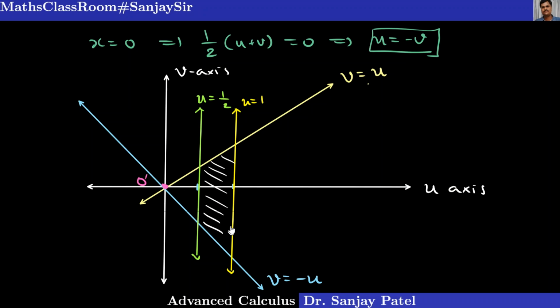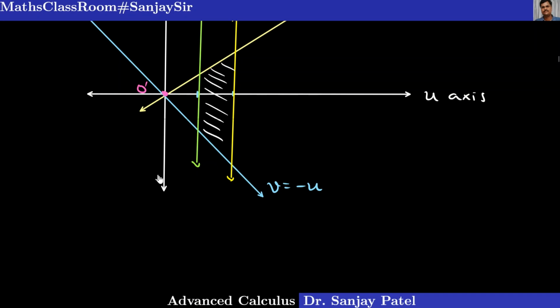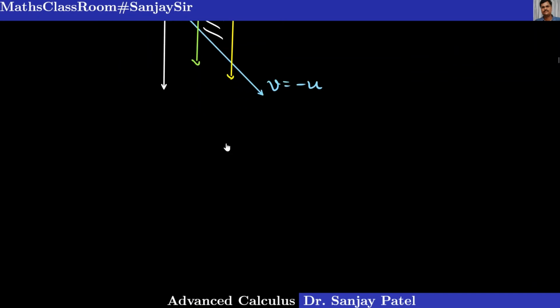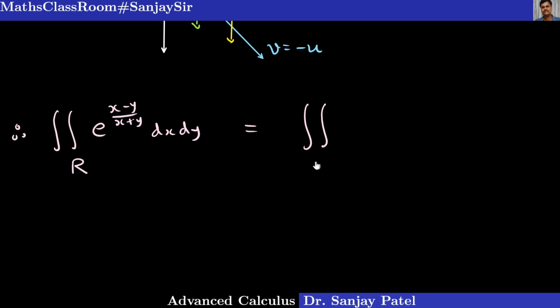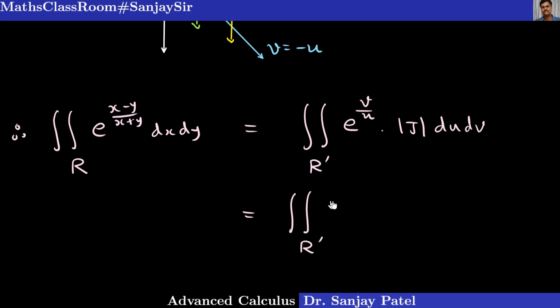And in this region, we want to write down the given double integral by changing the variables. So I can write, therefore, the double integral of e raised to (x minus y) upon (x plus y) dx dy over R is equal to the double integral over the new region R dash of e raised to v upon u into mod J into du dv. So that is equal to the double integral over R dash and mod J.